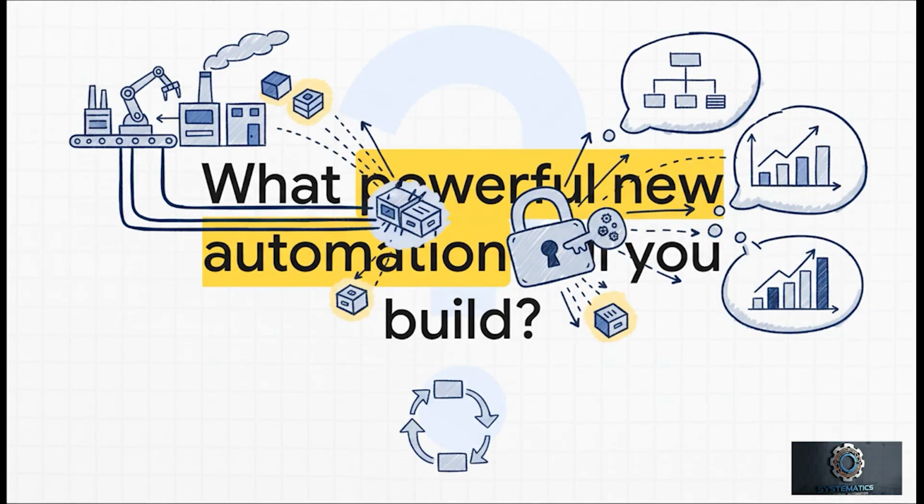So there you have it, the GET instruction, demystified from start to finish. And that really brings us to the big question, doesn't it? Now that you know how to unlock data from pretty much any machine on your network, what incredible new automations, what smarter processes, what amazing things are you going to build with it?